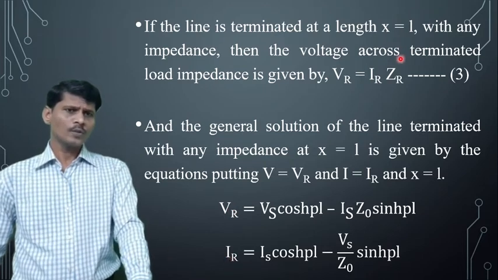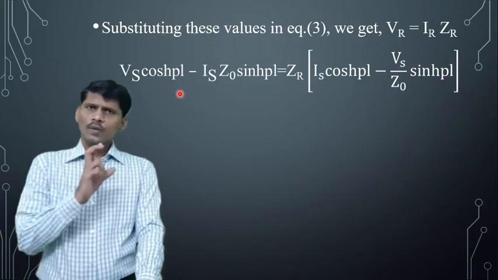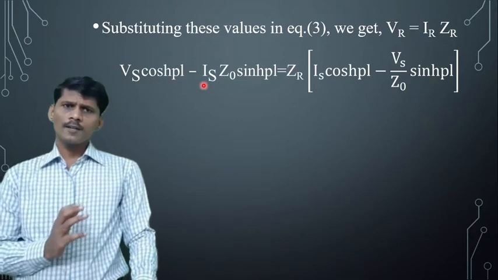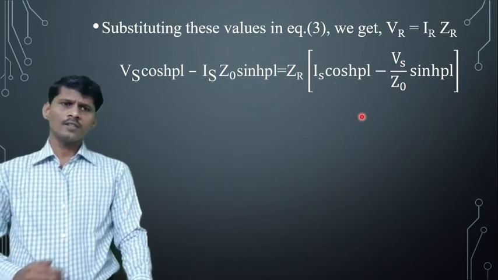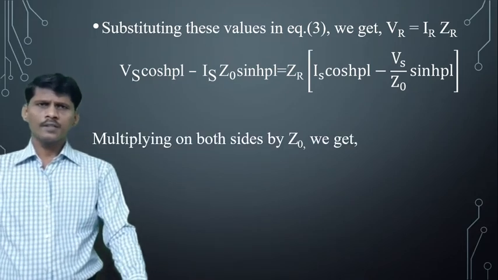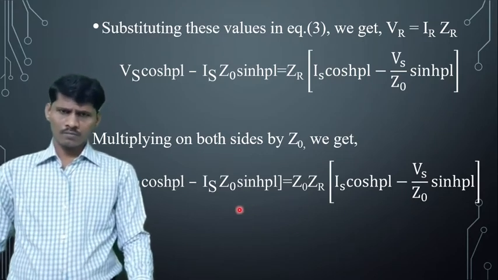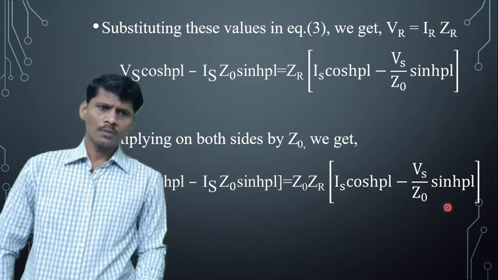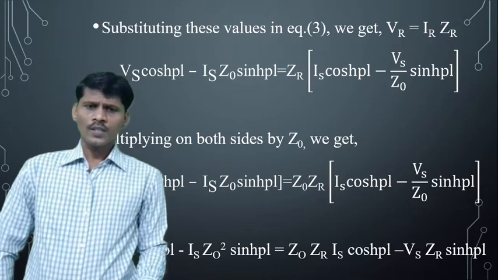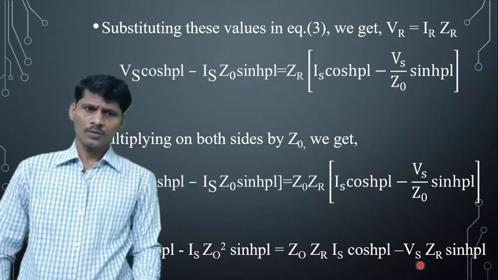Substituting VR and IR values into equation 3, we get Vs cosh PL minus Is Z0 sinh PL equals ZR into IR, where IR is Is cosh PL minus Vs by Z0 sinh PL. Multiplying both sides by Z0, on the LHS and RHS within the bracket terms: Z0 Vs cosh PL minus Is Z0 square sinh PL equals Z0 ZR Is cosh PL minus Vs ZR sinh PL.